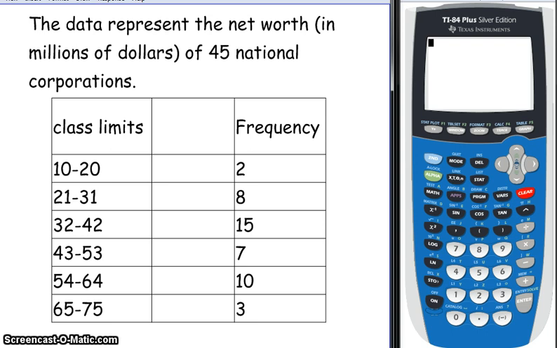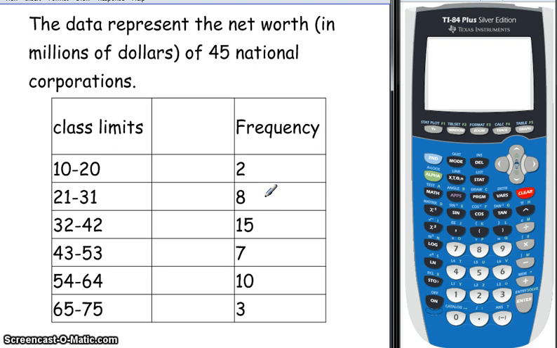What we have to work with, if you notice here, is an interval of values. So 10 to 20 millions of dollars, there were 2 corporations in that interval. And from 21 to 31 millions of dollars, there were 8 corporations in that interval. We don't know what the individual corporation's net worth is, but we know that there were 8 in that particular interval. So this is the information that we're given, and we'd like to calculate the mean for this distribution.